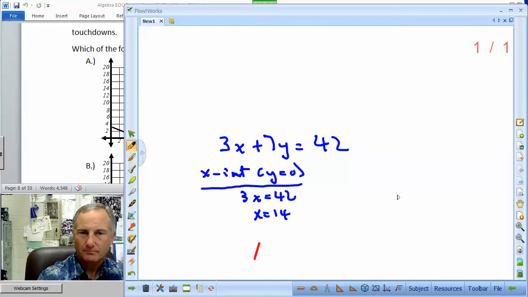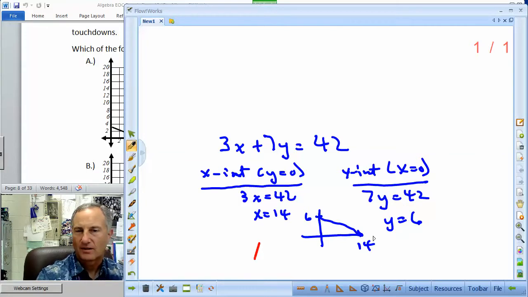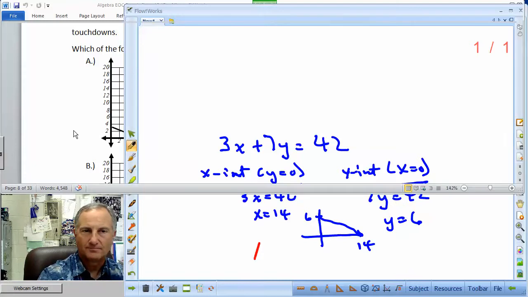You want to find the y-intercept? We make x equal to 0. So now if x is 0, 3 times 0 is 0, so I'm left with 7y equals 42. Divide out the 7, y is 6. So on my x, I'm out here at positive 14, and on my y, I'm over here at 6. So the graph of that line does that right there, because it has to intersect at those 2 points. So we look back over here.